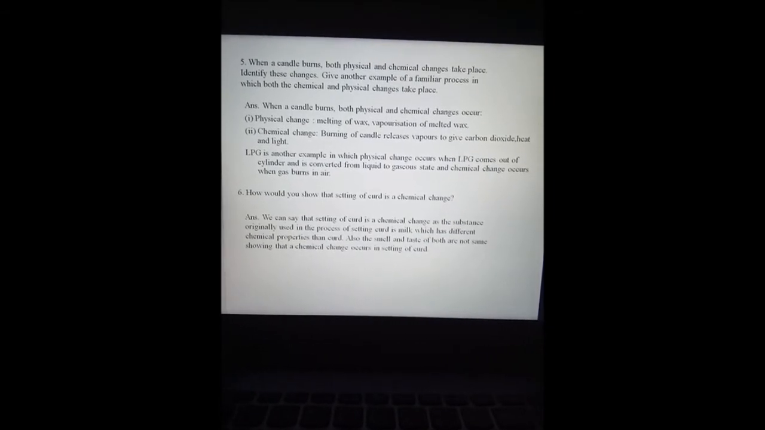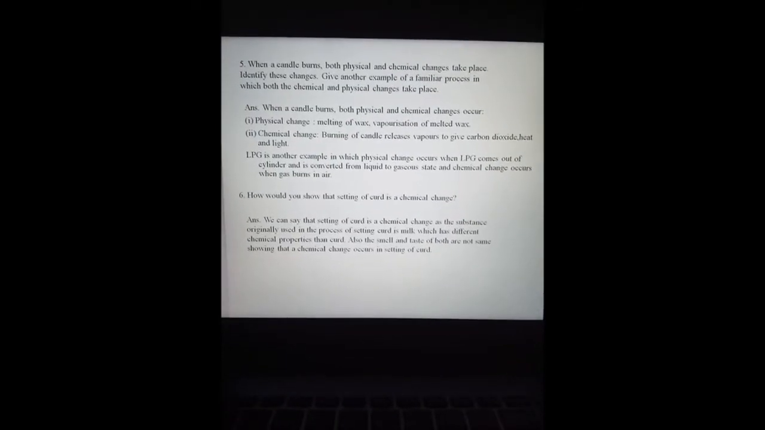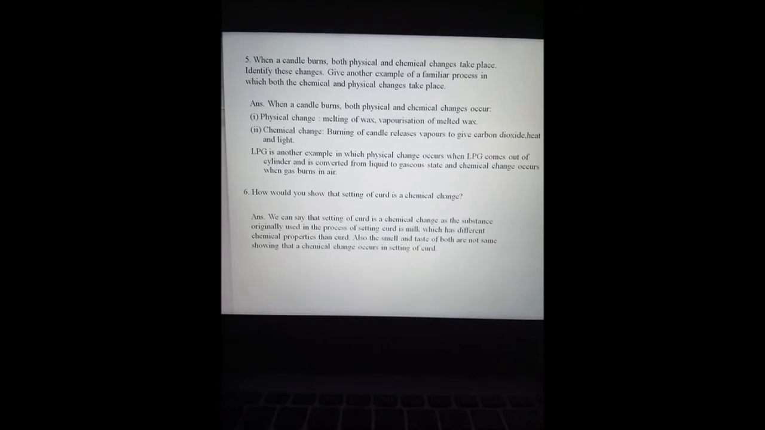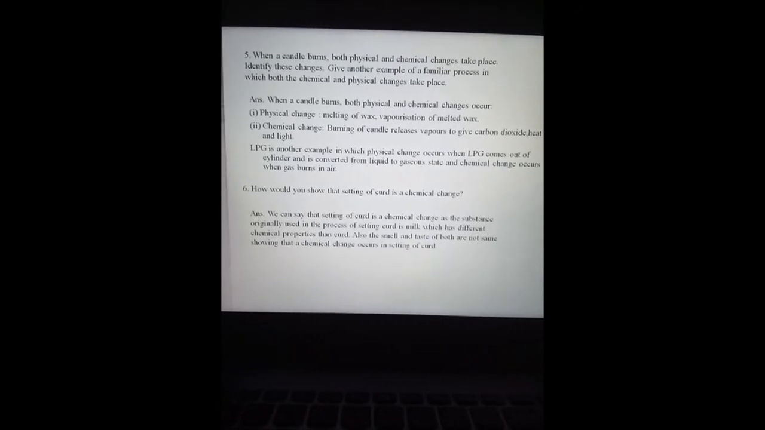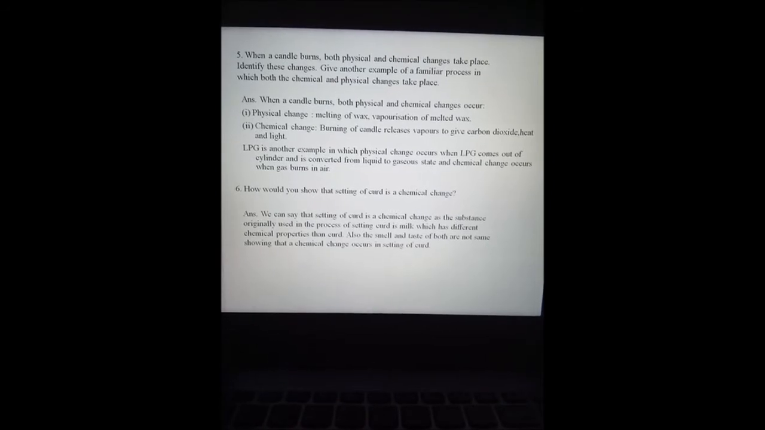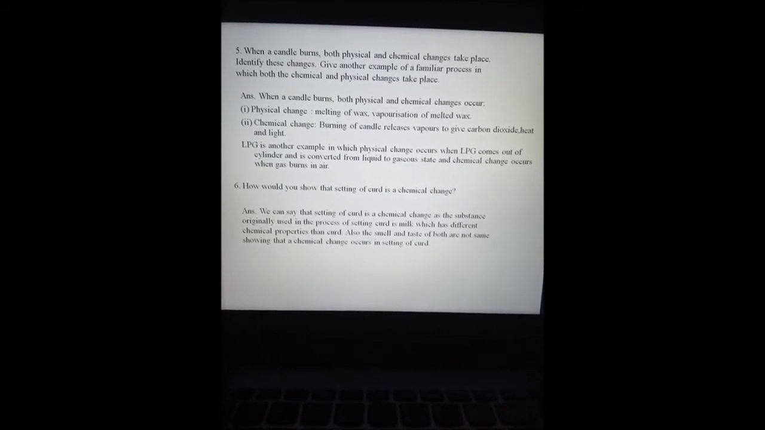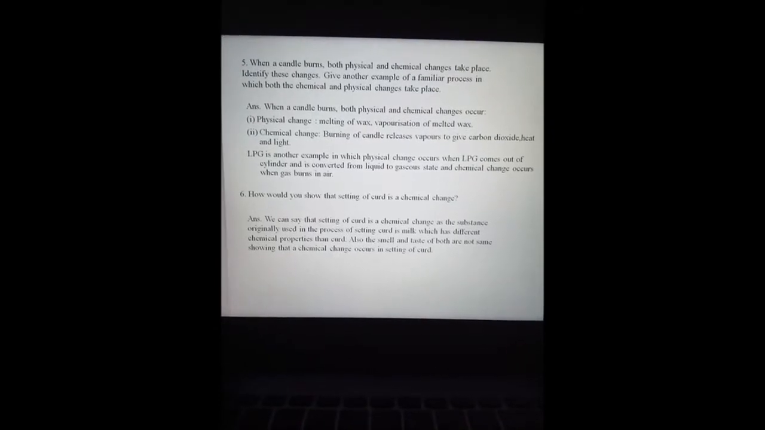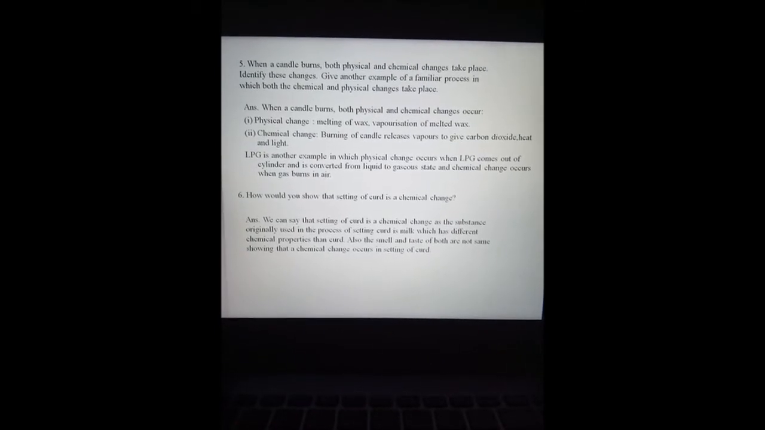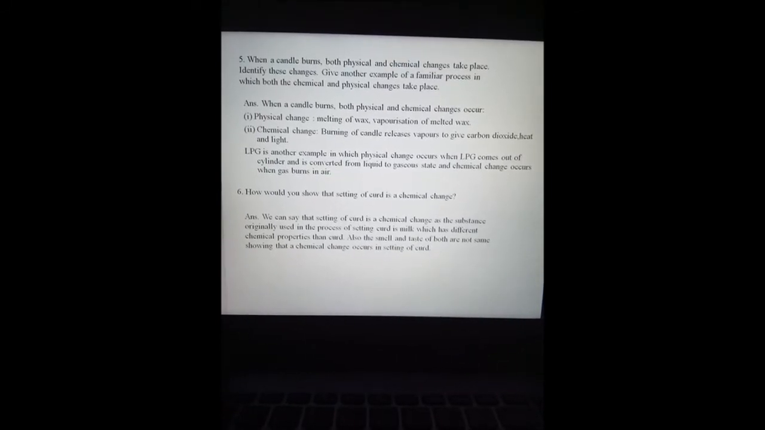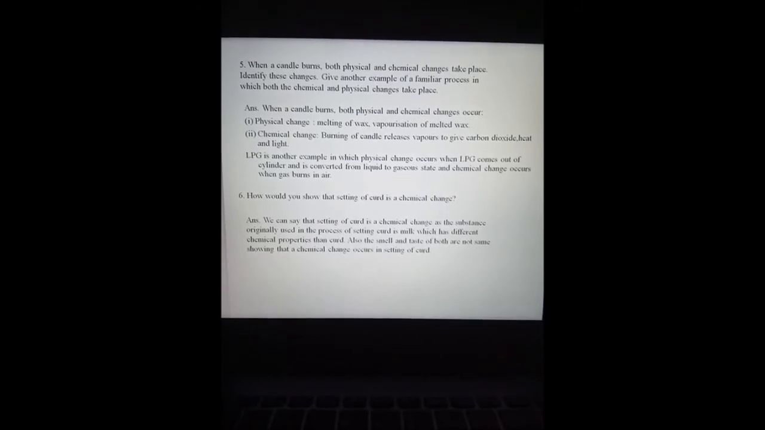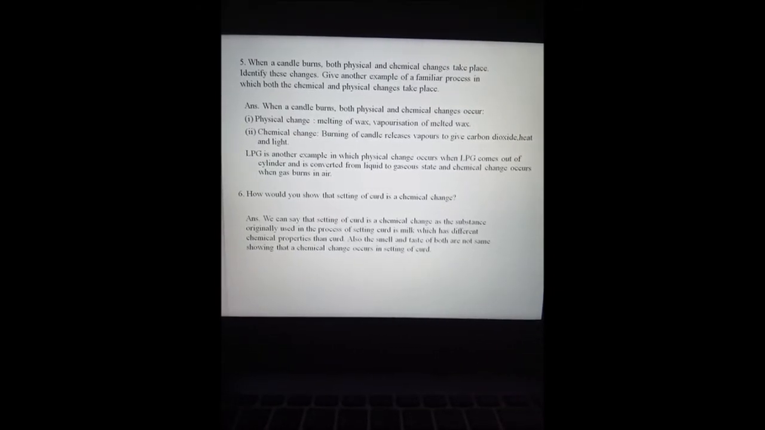How would you show the setting of curd is a chemical change? Number 6. So the answer to this is, we can say that setting of curd is a chemical change because the formation of curd is from milk. So curd may be sour or maybe sweet if you add sugar to it during setting.